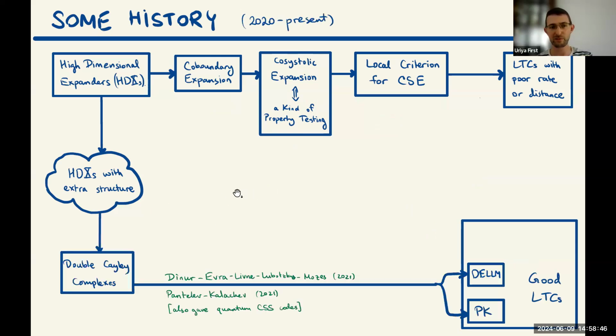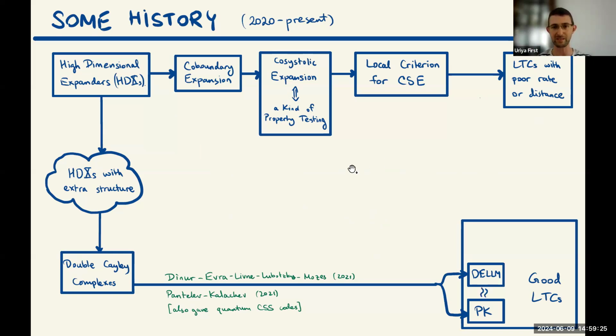And as I've told you, the breakthrough came in 2021 with the works of the LLM and PK, Pantalov-Klachev. They used the so-called double Cayley complexes and somehow bypassed this entire mechanism and just got good LTCs out of nowhere, like magic. And what we did is basically bridging this gap, right? This entire mechanism was bypassed. And what we do is showing that really the codes of the LLM are a consequence of cosystolic expansion.